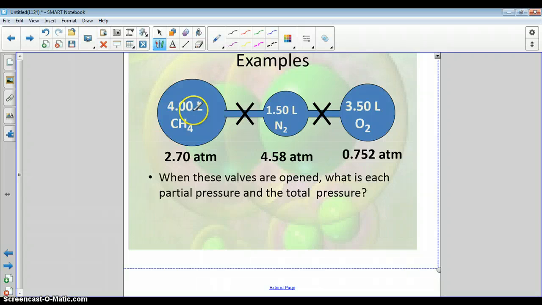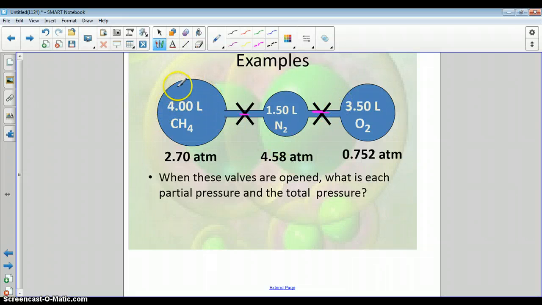The first container is 4 liters, has a pressure of 2.70 atmospheres, and holds CH4. Then we have the second one that has nitrogen. This is the volume, and this is the pressure of the nitrogen. And then this one has oxygen. This is the volume, and this is the pressure. It wants us to determine the partial pressure of each gas and the total pressure when we were to open these valves right here and allow these three gases to mix into this one container.